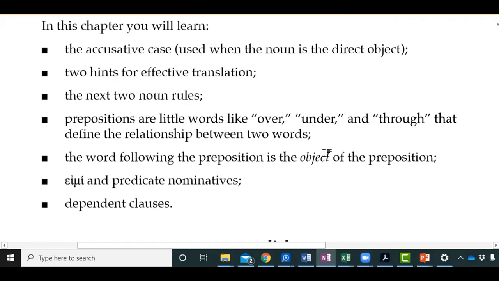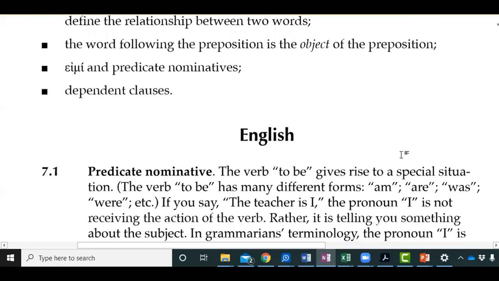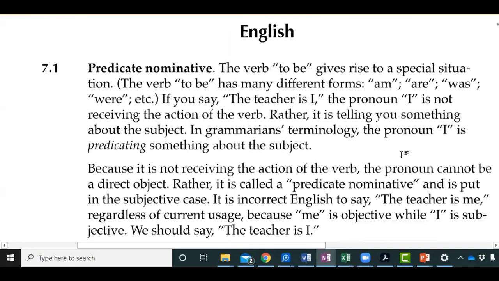You'll learn about prepositions in this chapter and how to think about prepositions, as in you have a preposition itself, you have an object of the preposition, and together they form what's called a preposition phrase. We'll talk a little more about that. We'll talk about the predicate nominatives, which we've already talked about last chapter when I was overviewing some of the stuff. And then the matter of dependent clauses. So we have a lot to cover here, and we'll see how far we can get.